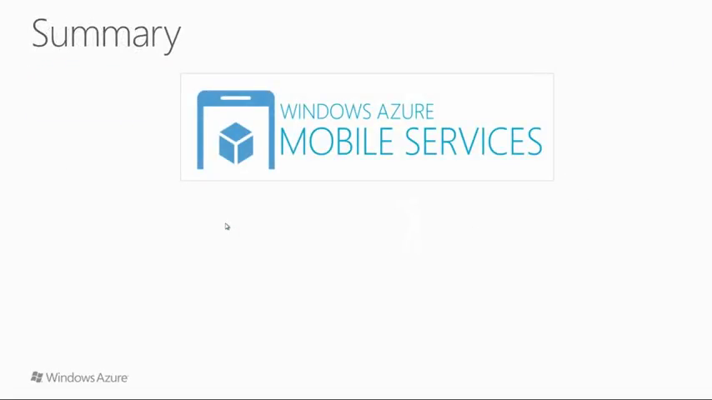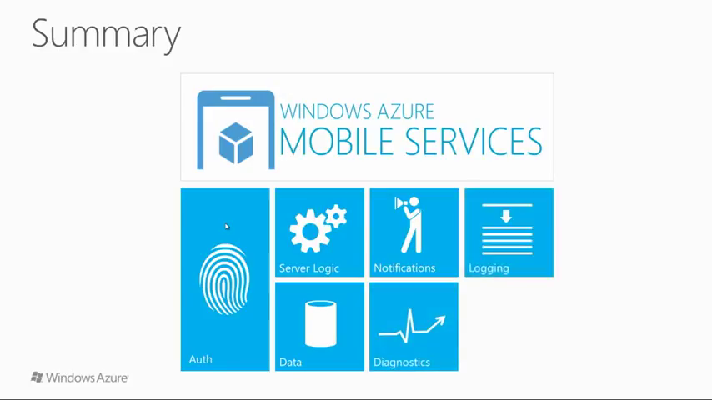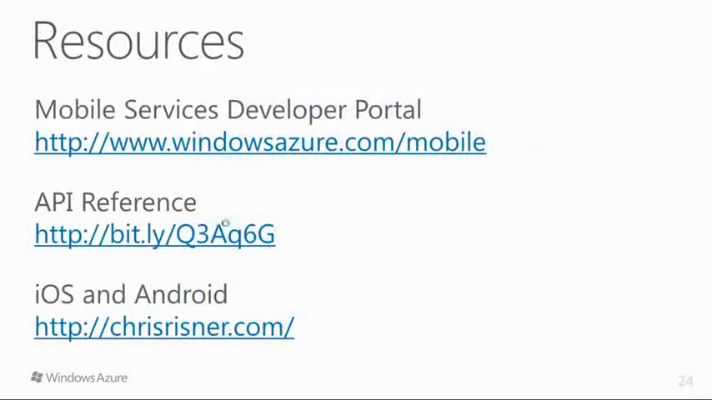So in summary, we saw mobile services. We had data, notifications, auth, server-side logic and scripts, diagnostics, logging, scale, a client SDK for Windows Store apps, and in the future, we'll have iPhone, Android, and Windows Phone SDKs. Resources: the one-stop shop for anything to do with this is windowsazure.com/mobile.